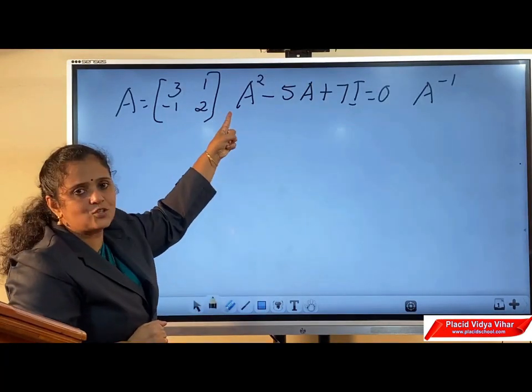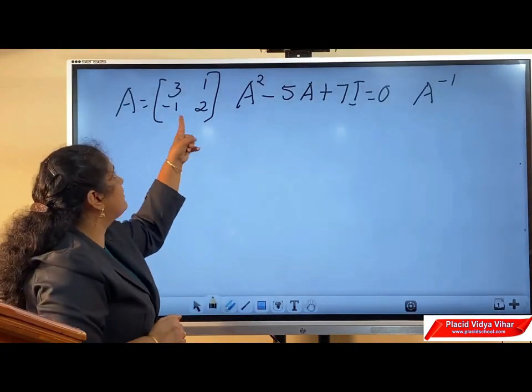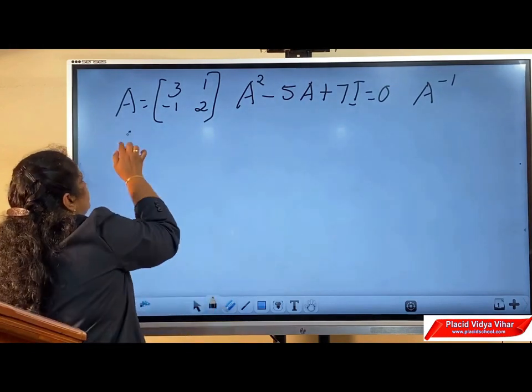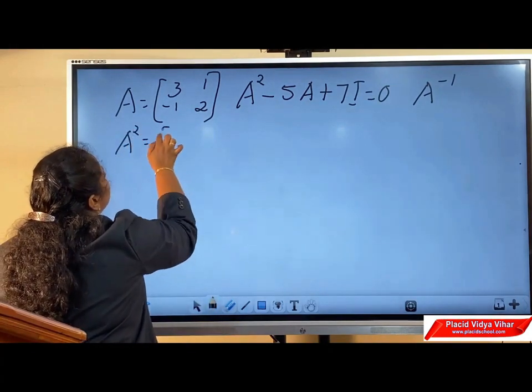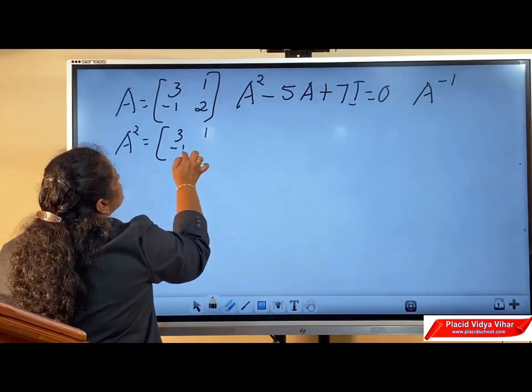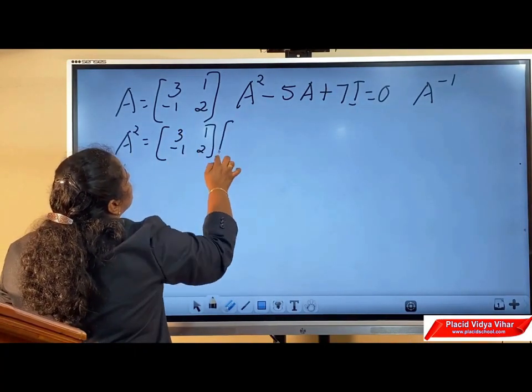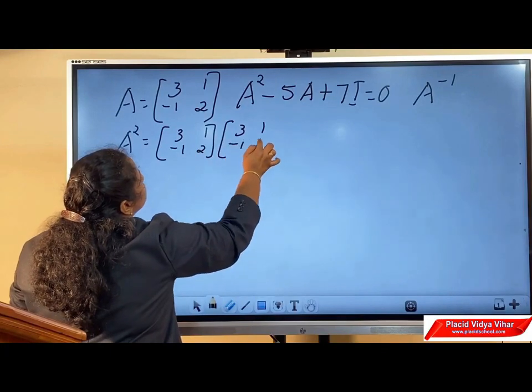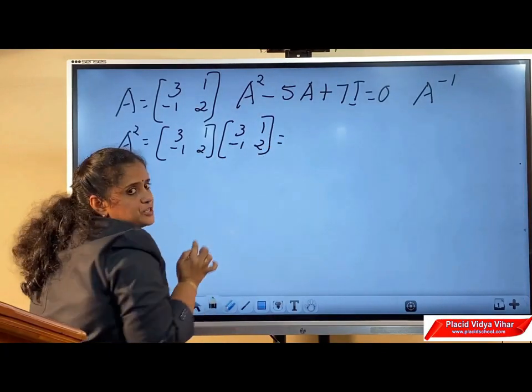Okay, then we can find A square. Given A is equal to [3, 1; -1, 2], A square is equal to [3, 1; -1, 2] into [3, 1; -1, 2]. You multiply the 2 by 2 matrices.